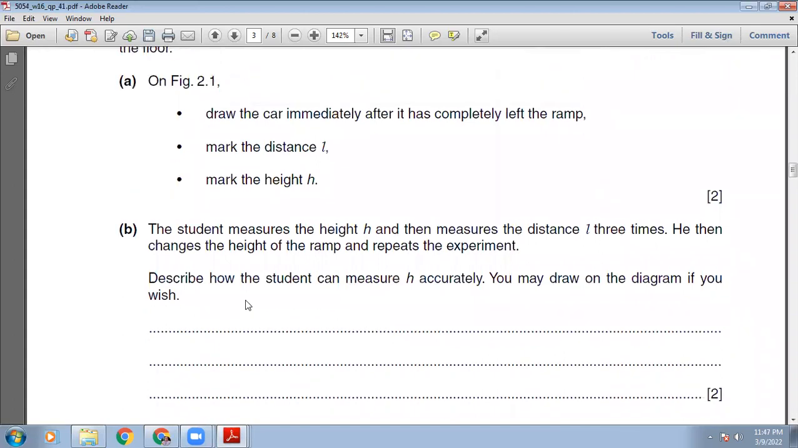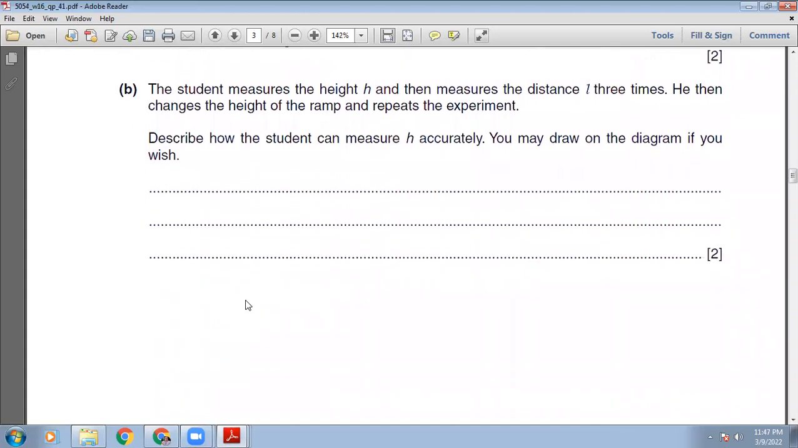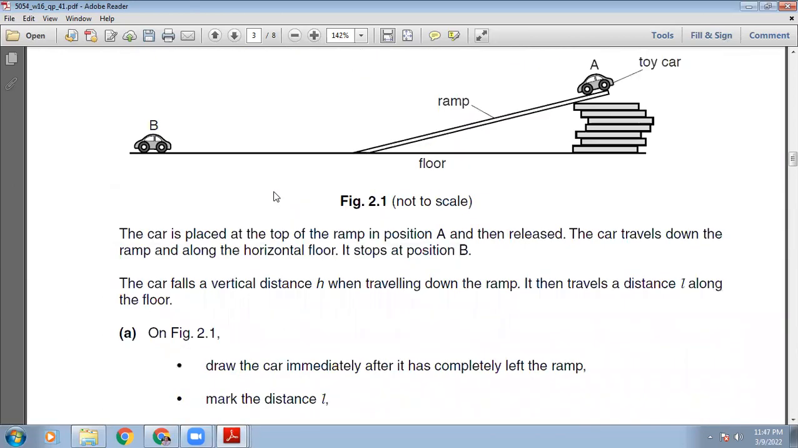The student measures the height h and then measures the distance L 3 times. He then changes the height of the ramp and repeats the experiment. Describe how the student can measure h accurately. You may draw on the diagram if you wish. So it's a 2-mark question.